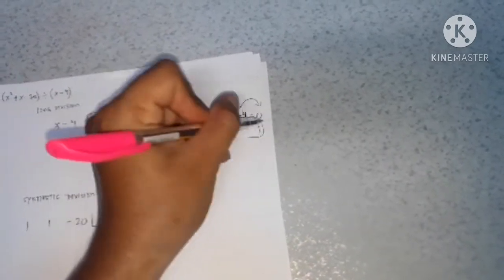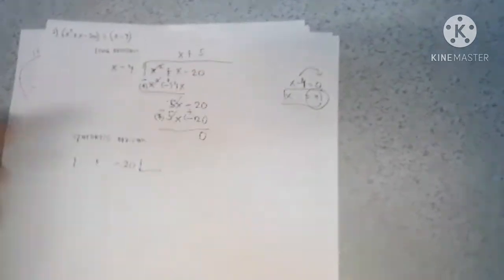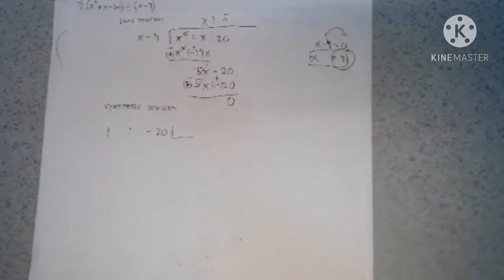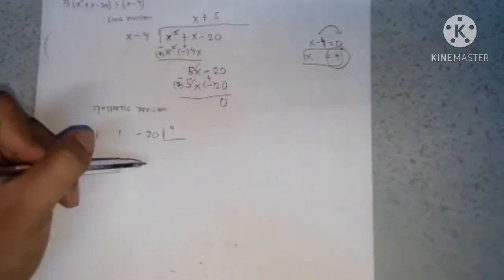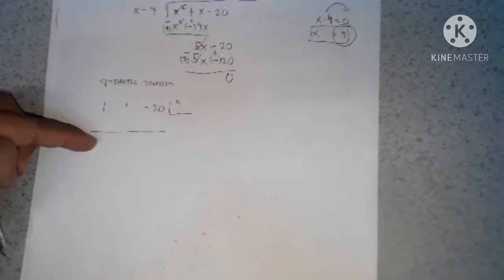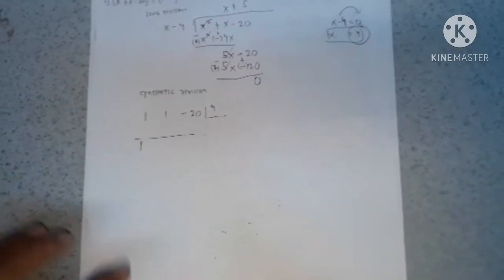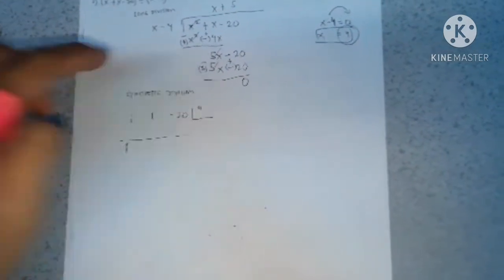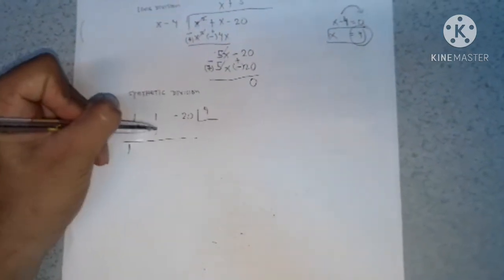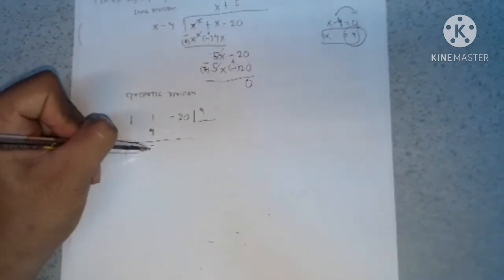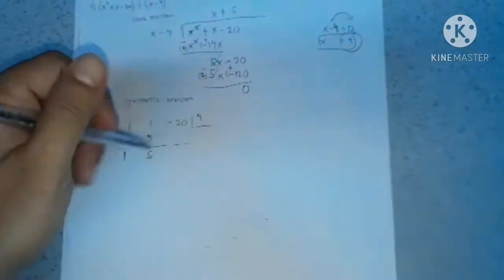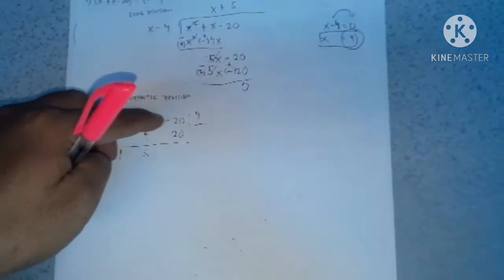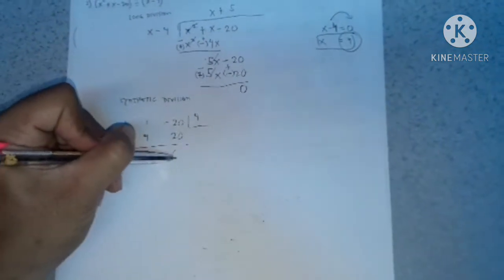Find the value of x. So, negative 4, when moved to the other side, becomes positive. Ang gagamitin natin test, 0 is positive 4. So, you have positive 4 in here. And then, bring down 1. And then, 1 times 4 is equal to 4. Dito ang sagot. And then, 1 plus 4, that is 5. 5 times 4, that is 20. So, negative 20 plus positive 20, that is 0.